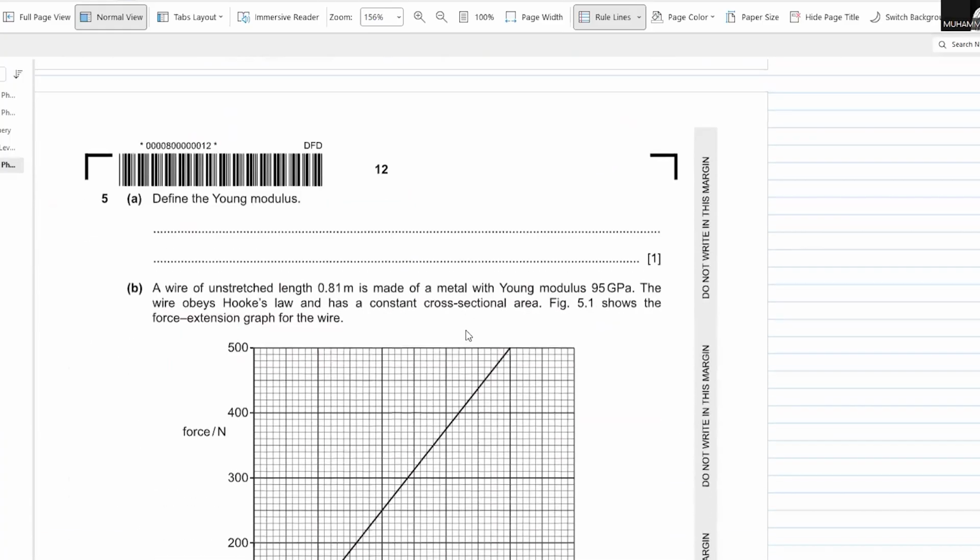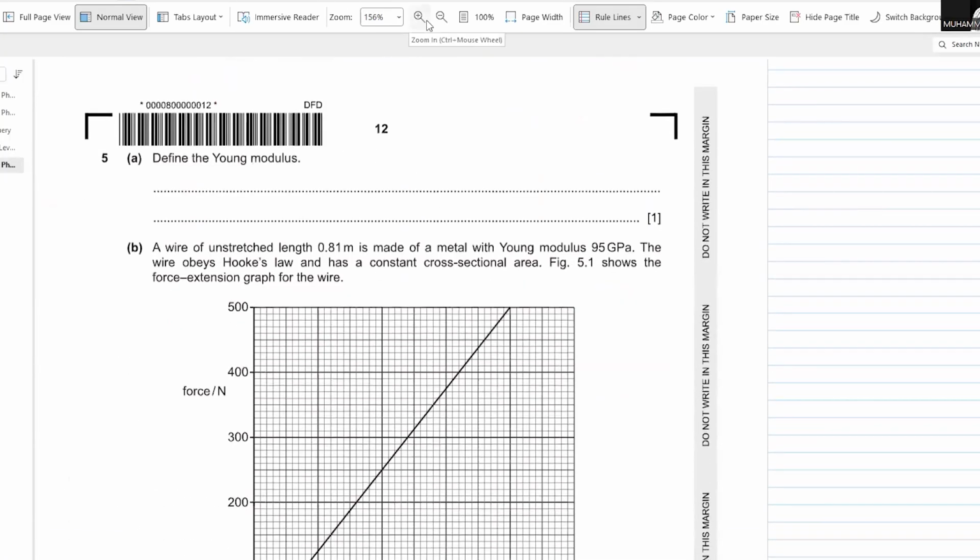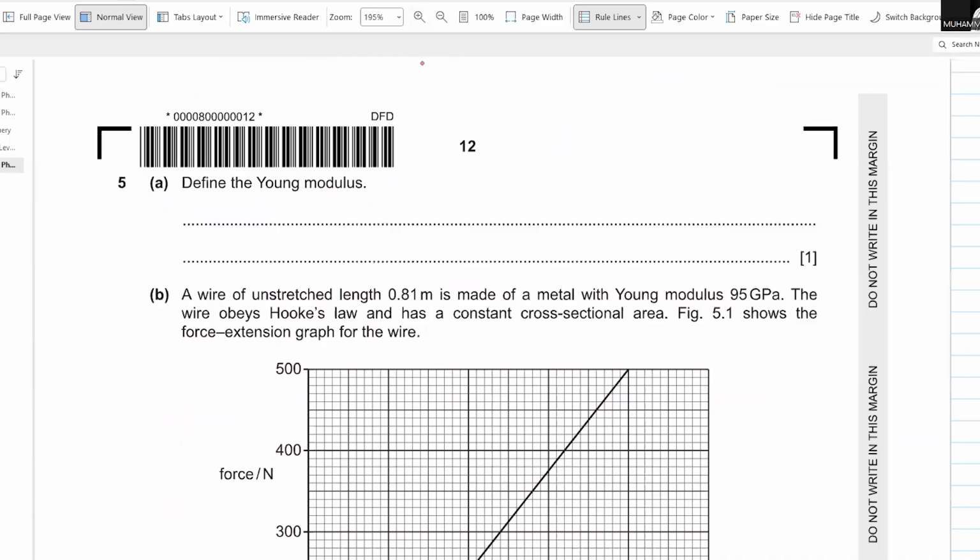Let's further move ahead. Define Young's modulus. Okay, we have to define Young's modulus. What is Young's modulus? Ratio of stress upon strain, or ratio of stress over strain. Simple. Let's further move ahead.